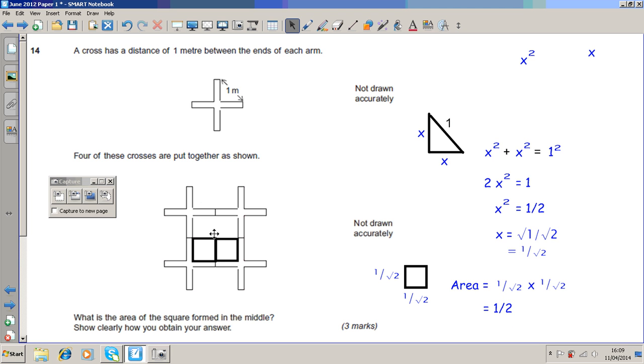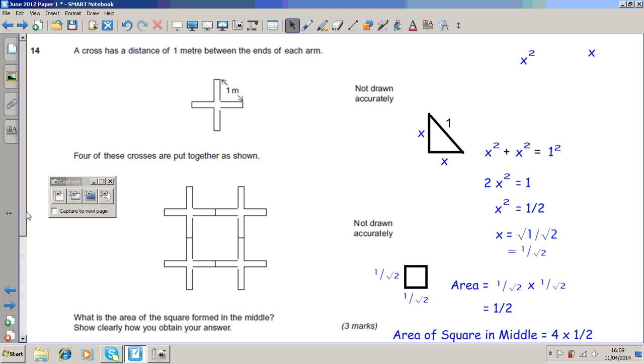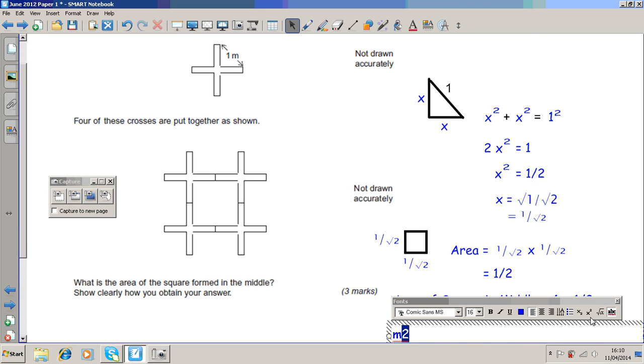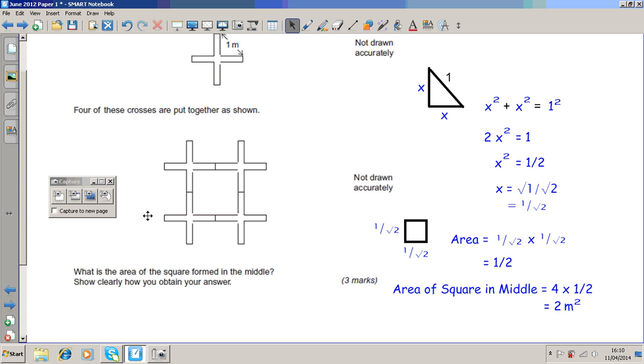And so finally the area of the big square in the middle is 4 of them. Area of square in middle equals 4 times half, which is 2 meters squared. That seemed like a lot of working out there, and quite a difficult question to get to the answer, 2 meters squared, so I wouldn't be surprised if there's an easy way of doing that one. I'll have a look into it and see. But there's one method anyway.